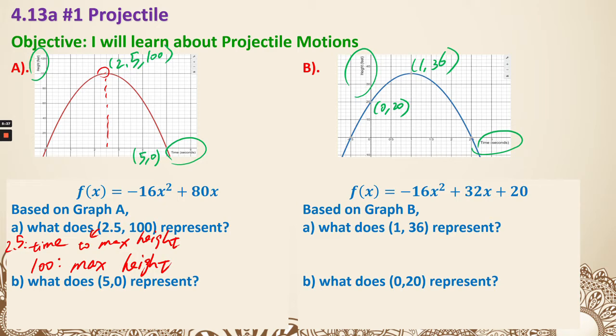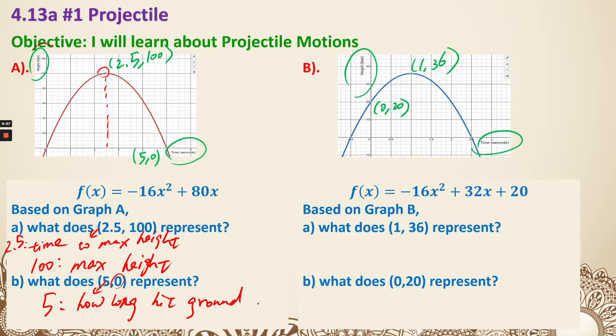As for B, if we're saying this is height, the 0 is clearly telling us the height right now is at 0, which is the ground. So the 5 actually represents how long it takes to hit the ground.